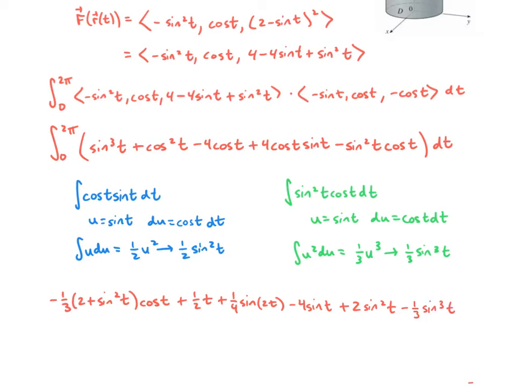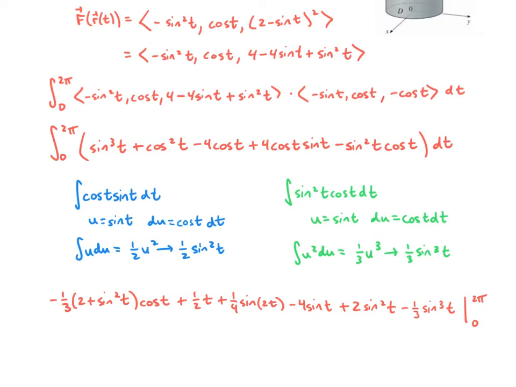Okay, we are ultimately going to evaluate this from 0 to 2 pi. Now, it's a fairly long antiderivative, but keep in mind that both sine of 2 pi and sine of 0, or I guess in this case, sine of 4 pi, those are all 0. So we're actually going to simplify it down a great deal.